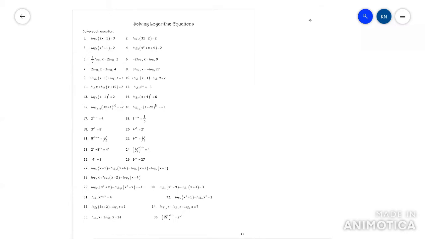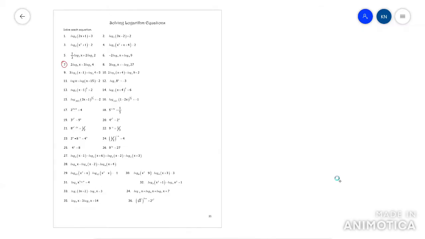Okay, now let's look at number 7. Take care of these numbers in front. They become exponents. So really you have log base 5 of x squared equals log base 5 of 4 cubed, which is 64. So really you can just think about this as like x squared equals 64. And so you root it and you're like, okay, x equals plus minus 8.